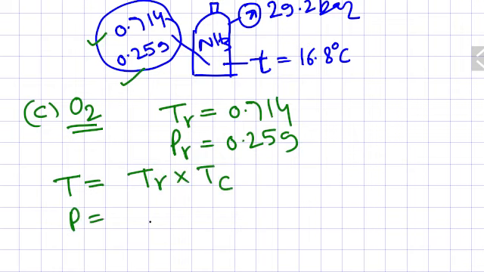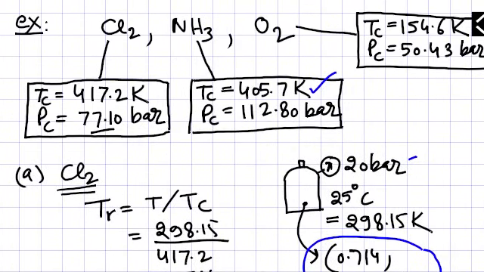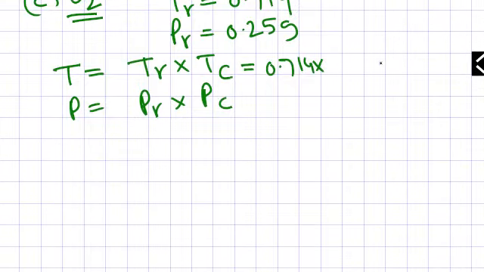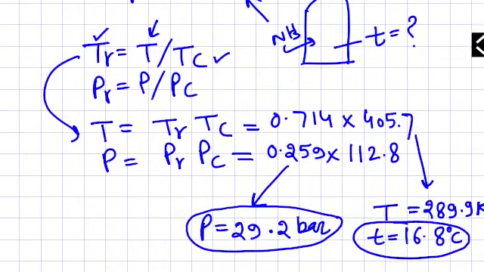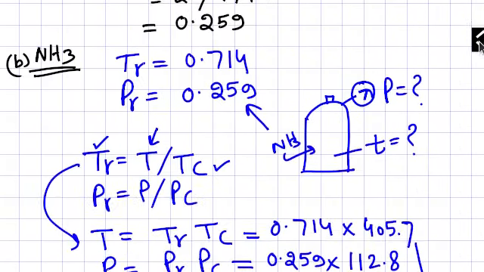And the same thing into that pressure. Actually it is not, okay, it's okay. Yes, now put everything here. And what is the critical temperature of oxygen? It is 154.6. And for pressure we need to take the critical pressure, that is 50.4 bar.